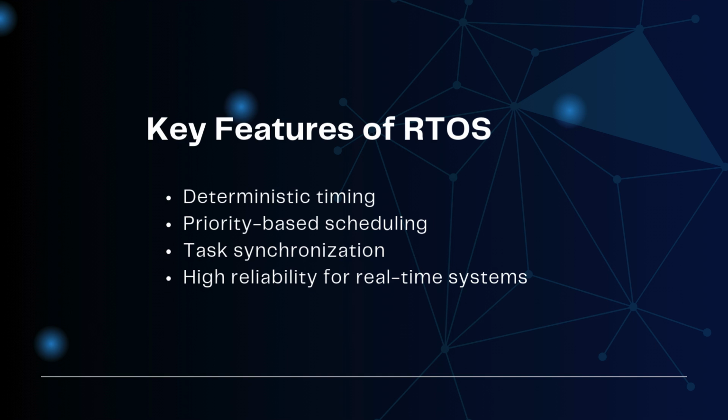The key feature of an RTOS is deterministic timing, which means tasks are executed within guaranteed deadlines. It supports priority-based scheduling, task synchronization, semaphores, and mutexes, and provides high system reliability. From an MSc-level viewpoint, RTOS architecture is designed to handle concurrency, real-time constraints, and fault tolerance efficiently.